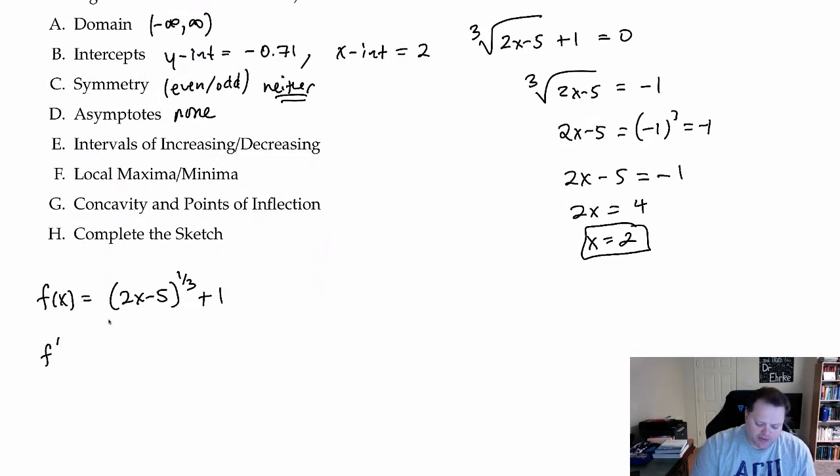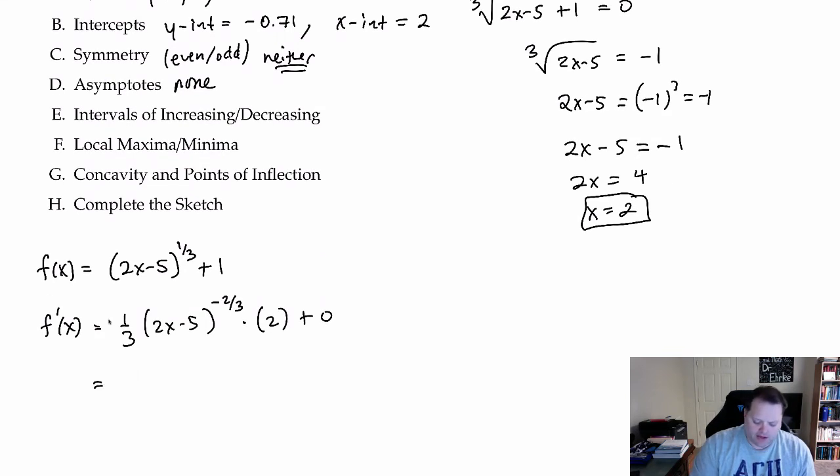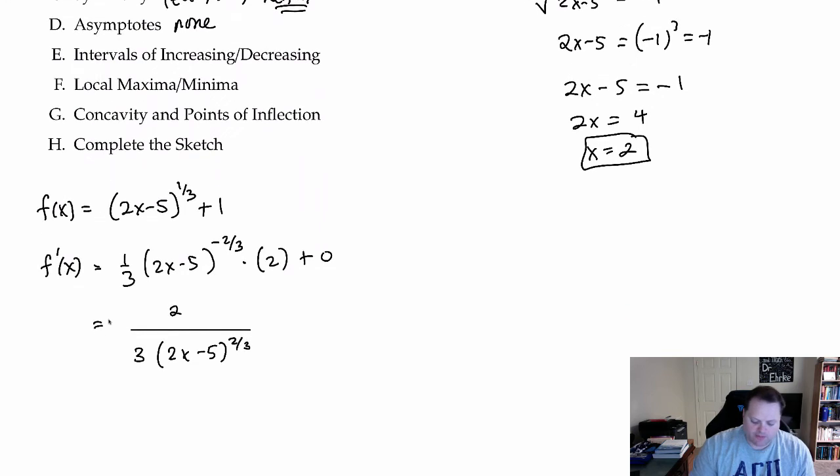I need to take its derivative. So I'm looking at doing the derivative tests. So the derivative of this is 1/3 times 2x minus 5 to the -2/3 times the inner derivative, which is 2, plus the derivative of 1, which is 0. So writing this in a better form, this is 2 divided by, you've got a 3 in the bottom, multiplied by 2x minus 5 to the +2/3 power. So there is my first derivative.